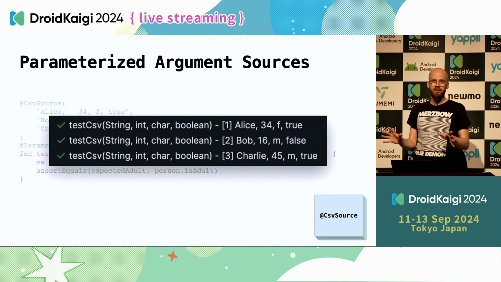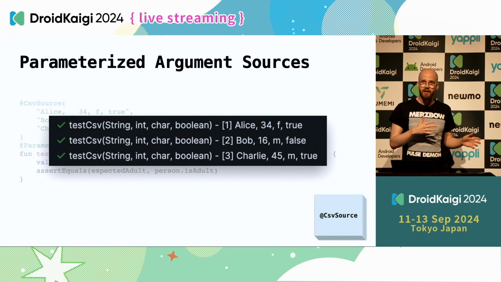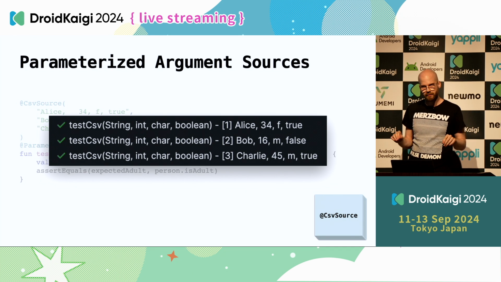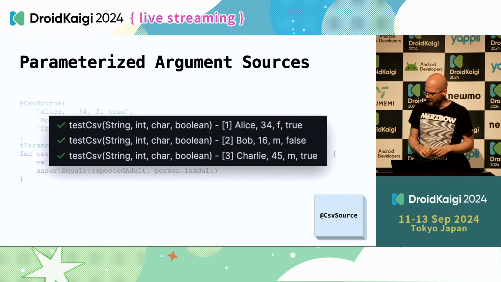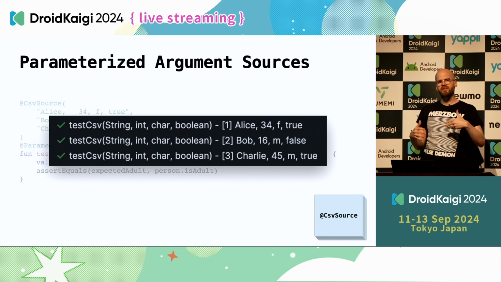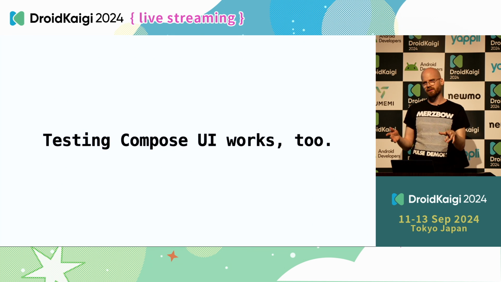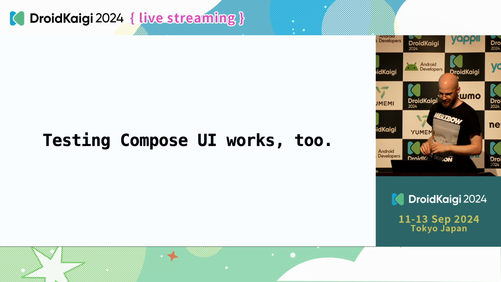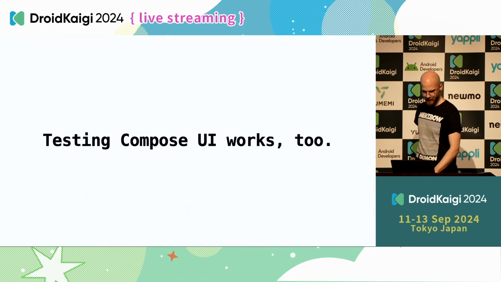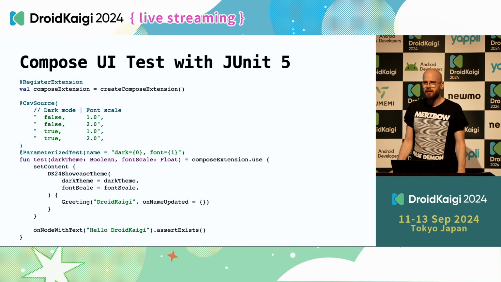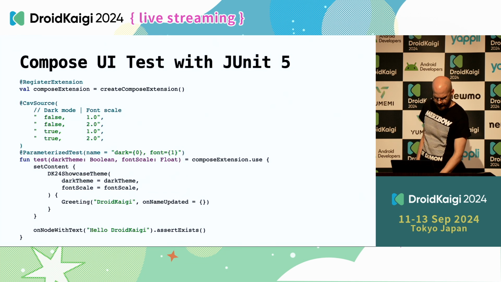Again, there's more argument sources. Find me after, I can show you the other ones, but for now, that's it for argument sources. I want to move this into a more real-world example now, and I haven't shown Compose yet, so let's show some Compose instrumentation tests. Here's a bit of a more intricate example. We'll go through this together.